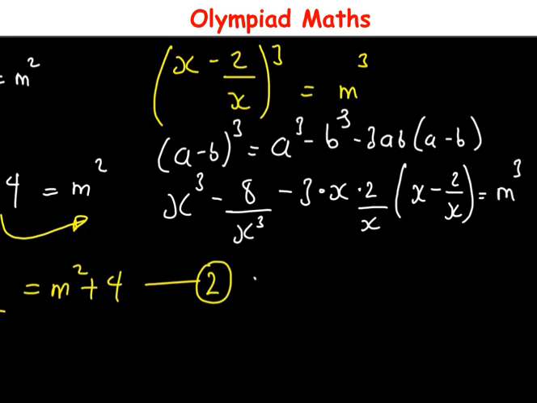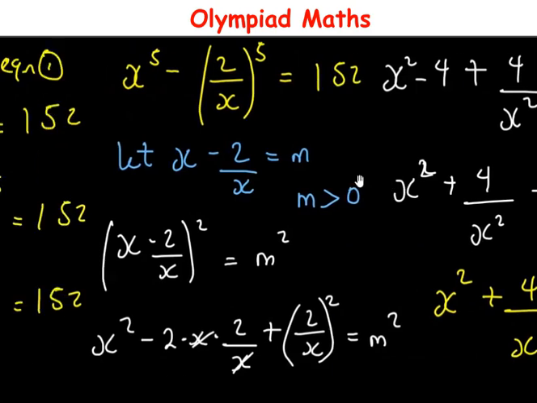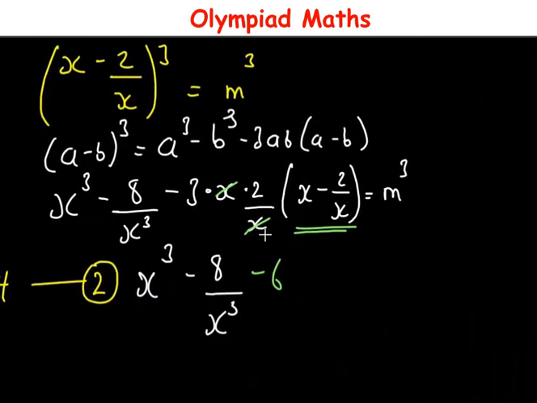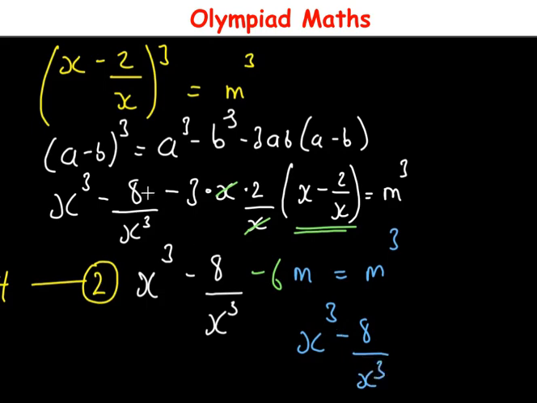From here, we have x raised to power 3 minus 8 over x cubed, x cancels x, 3 times 2 is 6. And don't forget that we said x minus 2 over x is equal to m. So writing down m in place of this, we have m raised to power 3. And from here, we have x raised to power 3 minus 8 over x cubed.